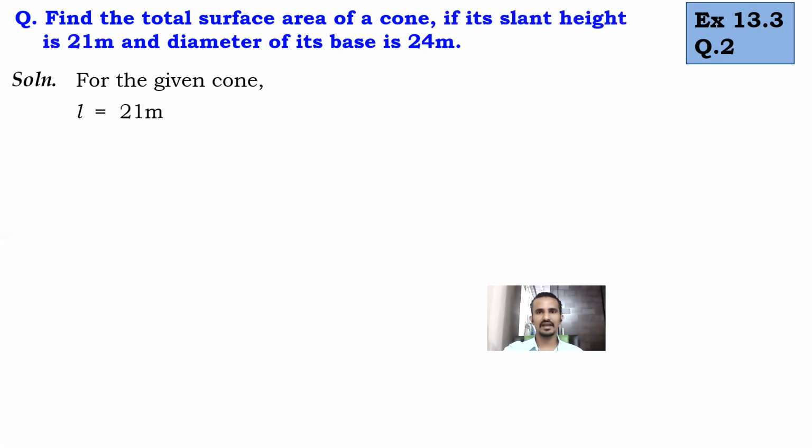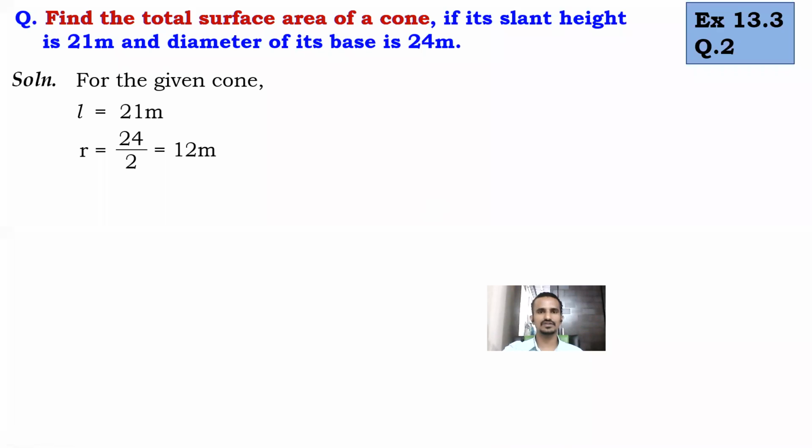So let's write the slant height we have here, L. So whenever there is slant height, we say L. L is 21 meter and we have the diameter. Now diameter is 24, that means we can find out the radius. So the radius will be 24 divided by 2, that is 12 meters. So when we have the slant height and the radius, both are there, we have to find out the total surface area.